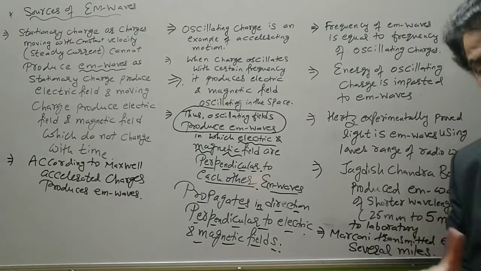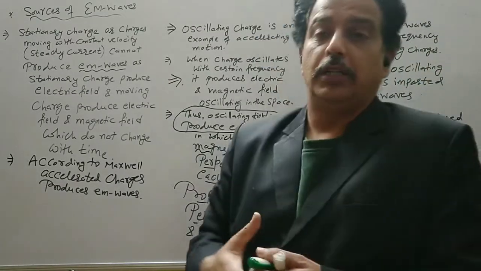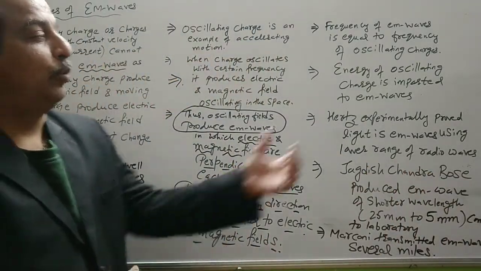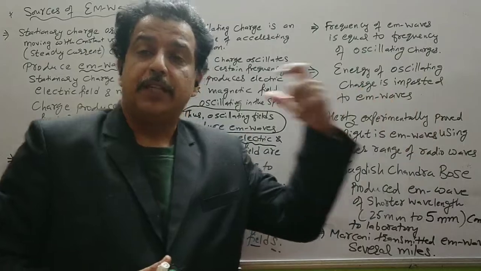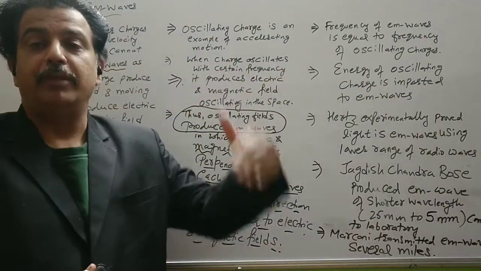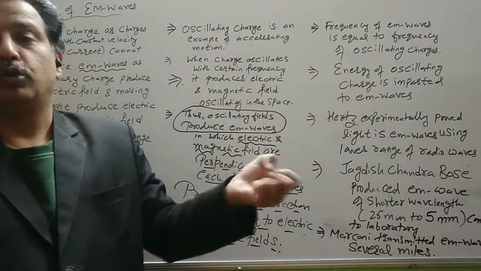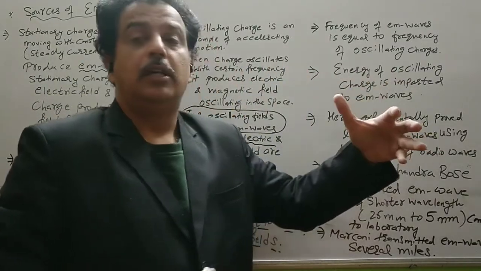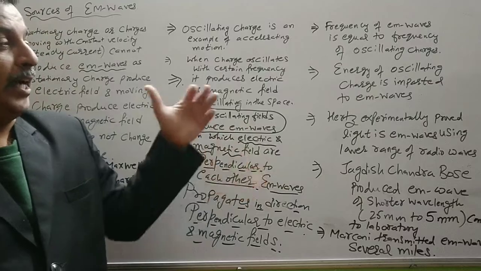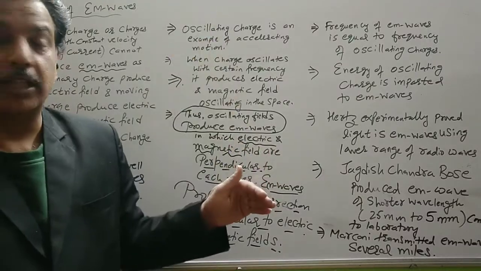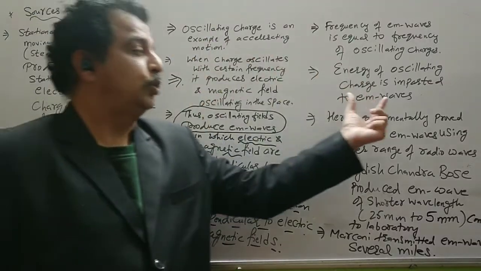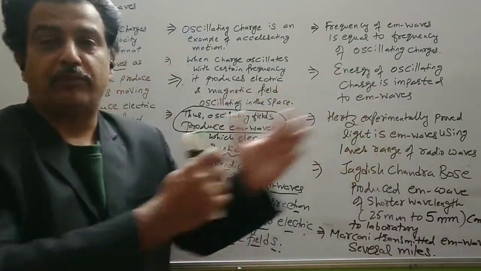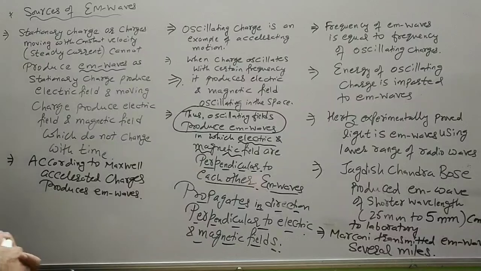Now we know that energy can neither be created nor destroyed. So when the electromagnetic waves propagate, it is the transfer of energy from one place to another. Now what is the source of this energy? The energy of the oscillatory charge, which is provided by an external source, is imparted to the electromagnetic waves, and this energy is transferred from one place to another.